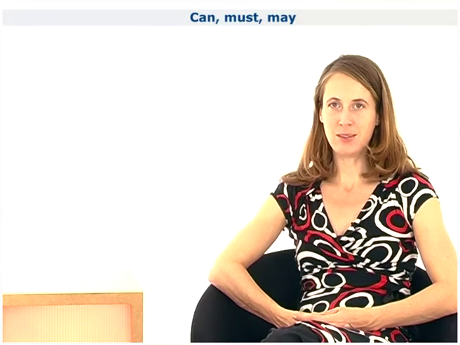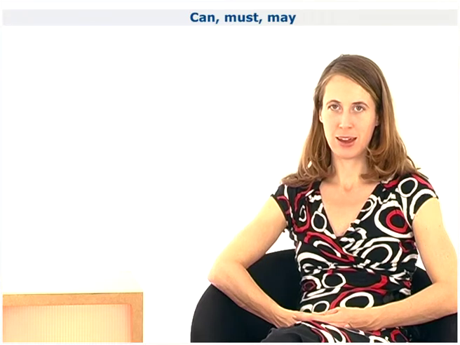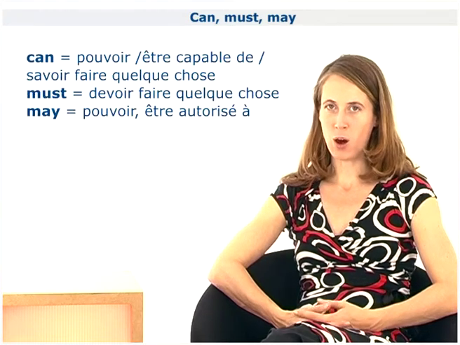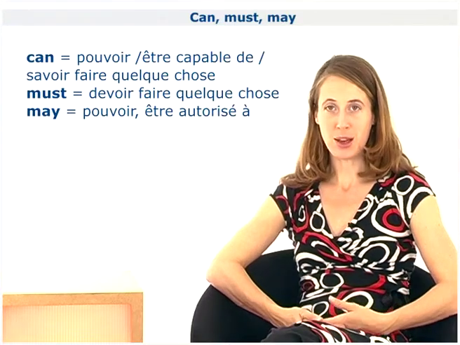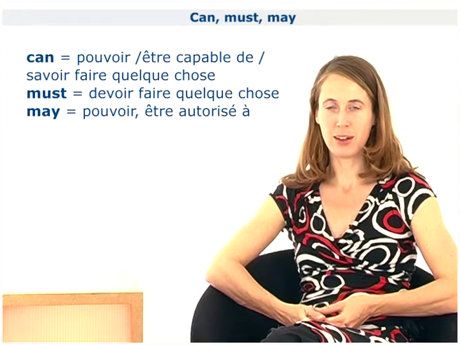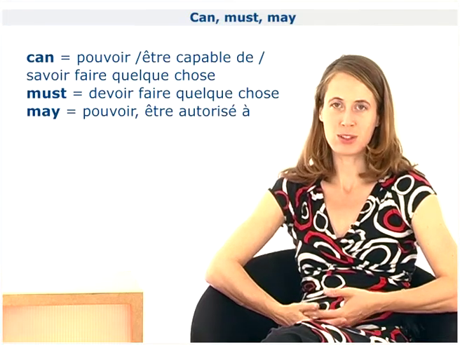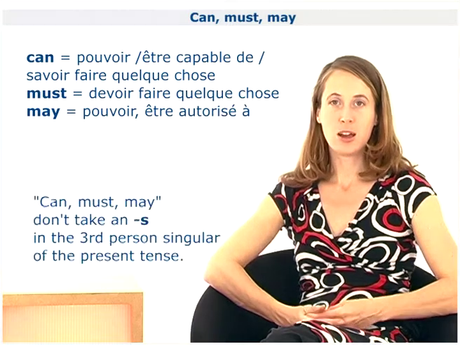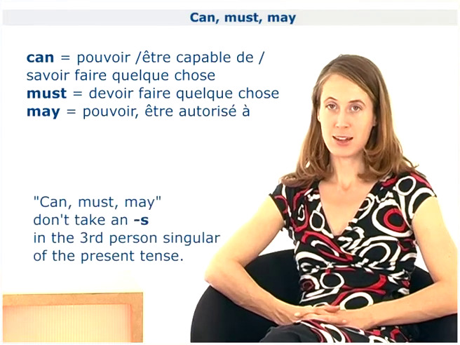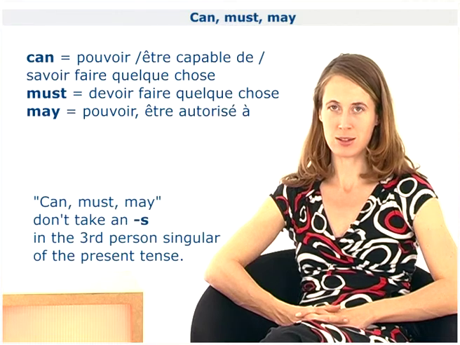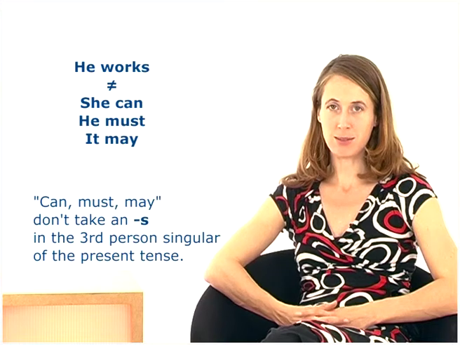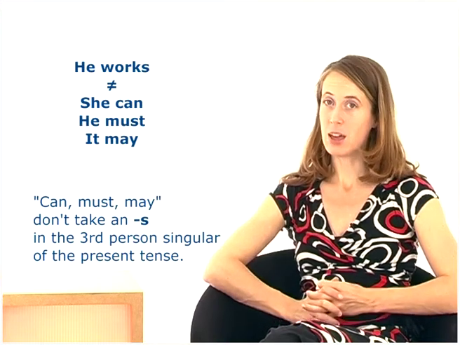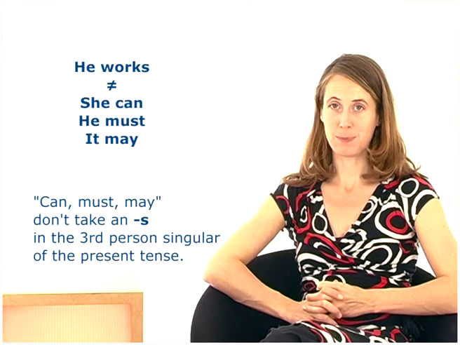Let's take a look at the three most common modals: can, must, and may. Can signifie pouvoir, au sens d'être capable de, savoir faire quelque chose. Must exprime le devoir, et may signifie pouvoir au sens d'être autorisé à. Contrary to the other verbs, they don't take an S in the third person singular of the present tense. Look. He works, but she can, he must, it may.